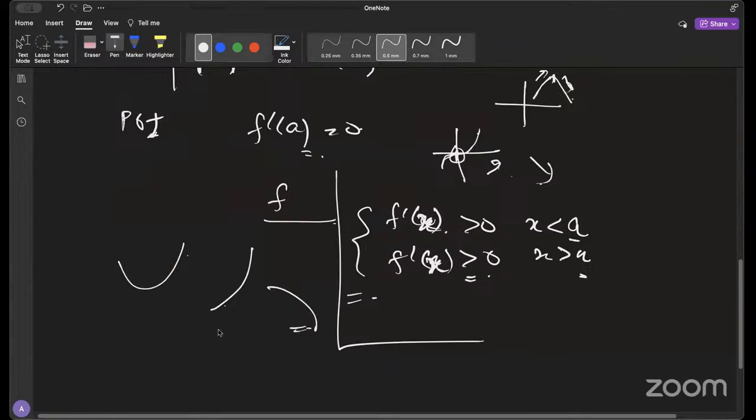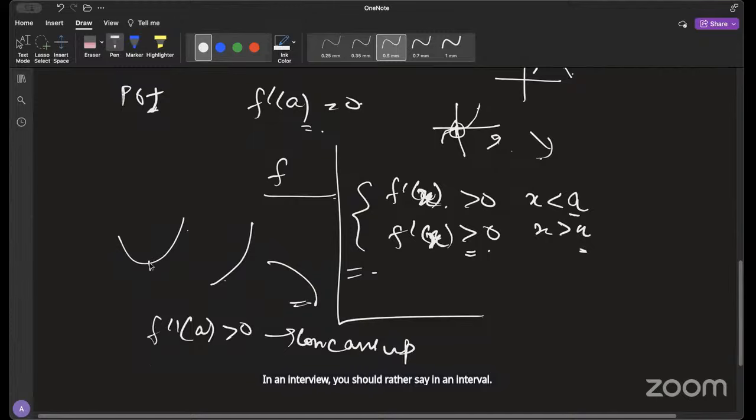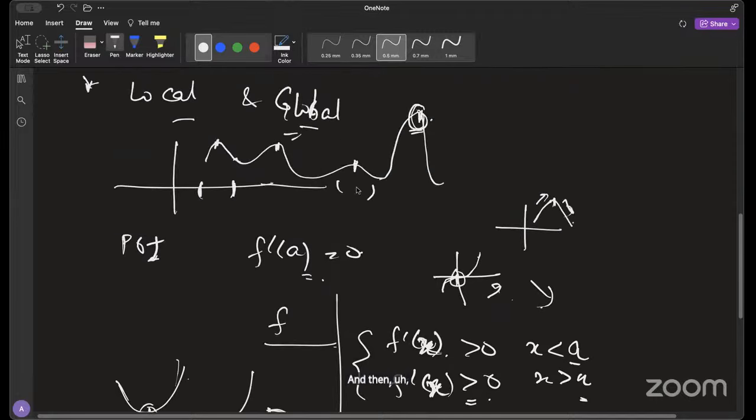The concavity you check by the double derivative. If you have this thing greater than 0, then it's concave up in an interval. You should say in an interval. So obviously, if you have a minima somewhere, you have concave up. If you have a maxima somewhere, wherever the maxima is, you have concave down. That's what it is.